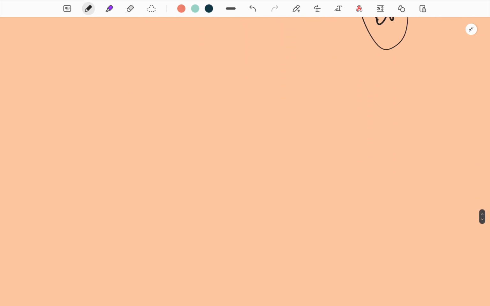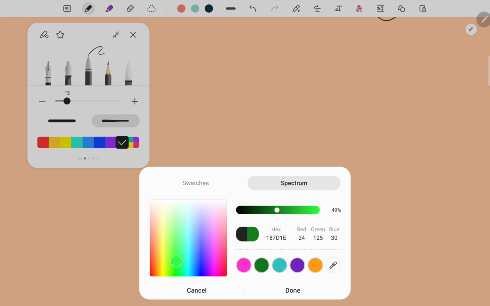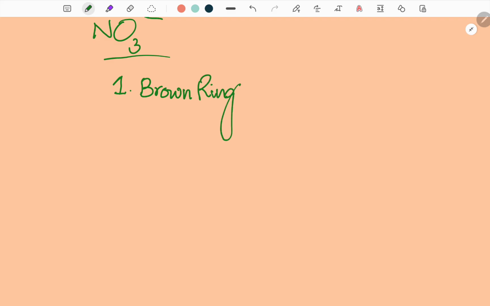So we have to now move on to the next anion. The next anion that you need to know is the nitrate ion. So let's learn the confirmatory tests for nitrate. Now, for nitrate, the first confirmatory test, which is repeatedly asked in the viva, and also something we often perform in the lab, is the brown ring test.